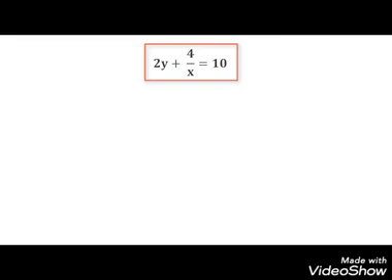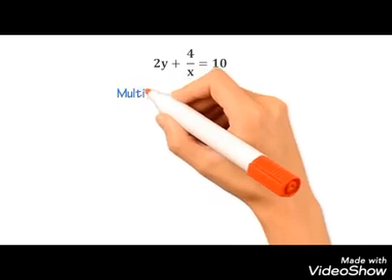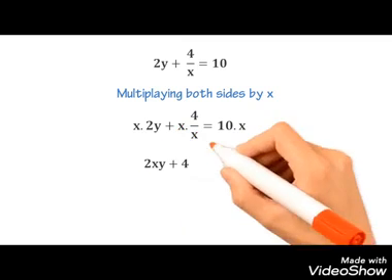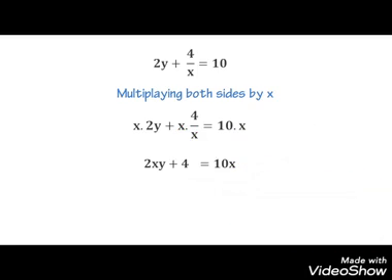Similarly, if I write 2xy plus 4 upon x is equal to 10, can you guess the highest power of this equation? Let me calculate it for you. To simplify this equation, we multiply both sides by x. We get x into 2xy plus x into 4 upon x is equal to 10x. Here x and x are cancelled out. As a result, we get 2xy plus 4 is equal to 10x.